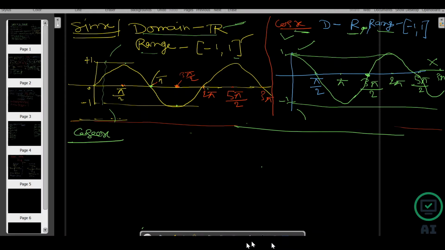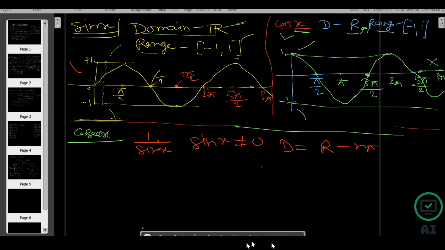So the cosec x formula is 1 divided by sin x. So here cosec x is defined if sin x is not equal to 0. If it is 0, then cosec x will not be defined. That means wherever this particular graph is taking 0, this function is not defined. So what is the domain? All real numbers minus n pi. At n pi, sin x is taking 0.